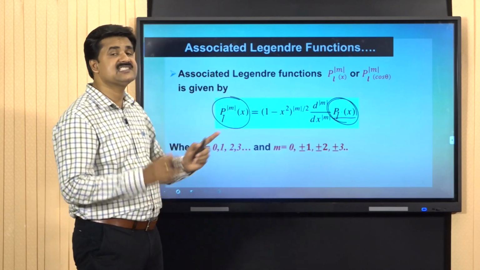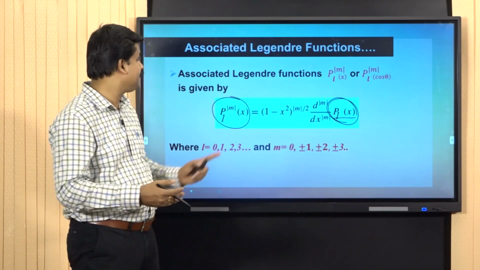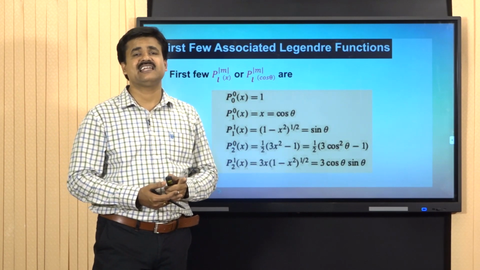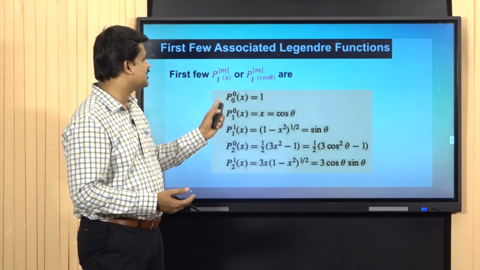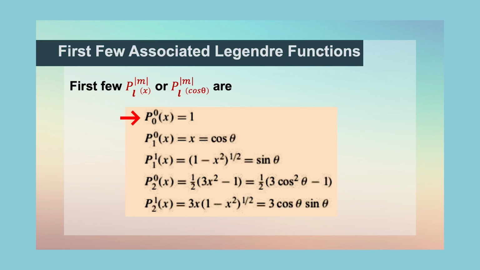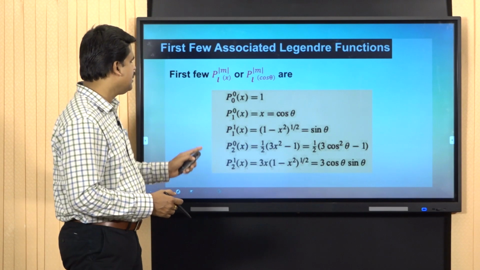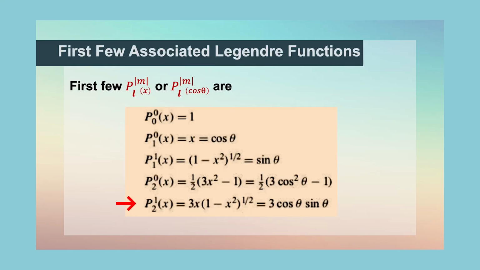In this expression, it is possible to substitute different values for L and m, such that we get the first few associated Legendre functions. The first few functions are P_0^0(x) equal to 1, P_1^0(x) is equal to x or cos theta, P_1^1(x) equal to (1 - x²) the whole raised to 1/2, that is equal to sin theta, and P_2^0(x) equal to half (3x² - 1), and that is equal to half into (3cos²theta - 1), P_2^1(x) equal to 3x into (1 - x²) the whole raised to 1/2, that is 3 cos theta sin theta.